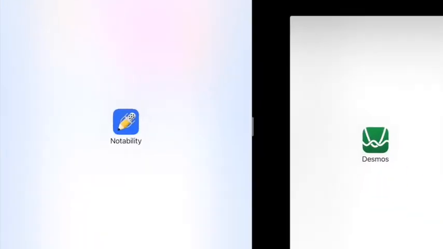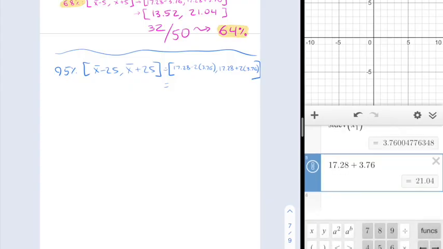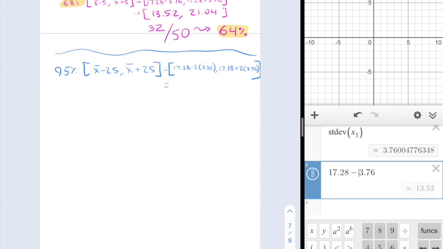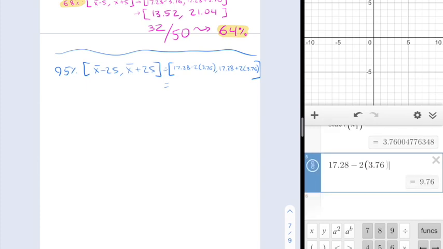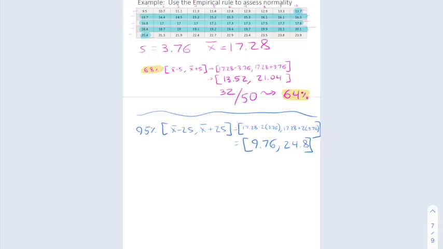We'll go back to Desmos, and most of this is already typed in for us. We'll just change this to a -2 and then put parentheses around the 3.76. And we get an answer of 9.76. And if I just change this to a plus in the middle, I get the other half, 24.8. Now this range is centered around the mean, which is the same mean from our previous range. So this is just a wider version of this previous range.